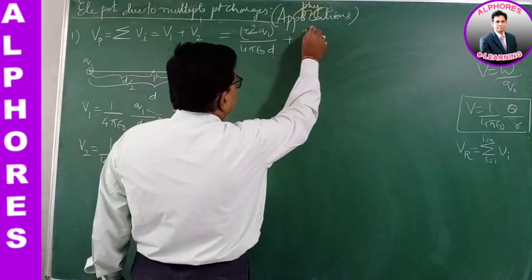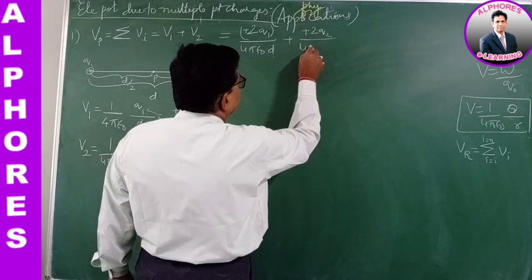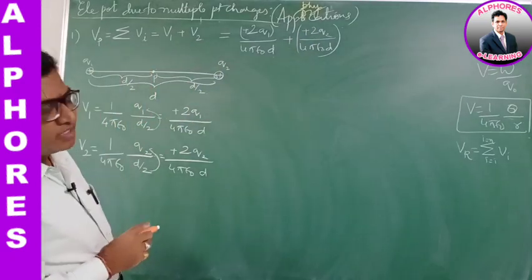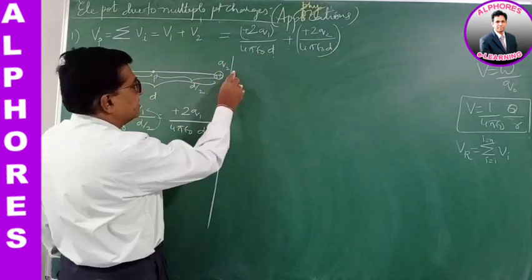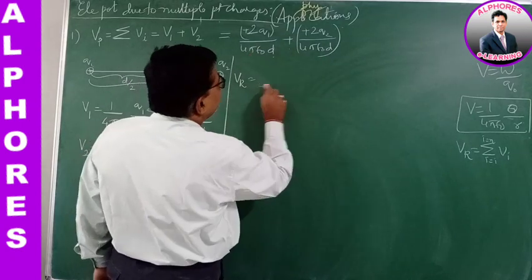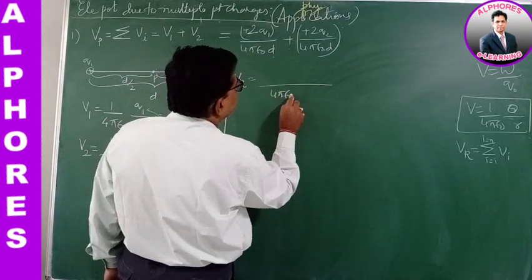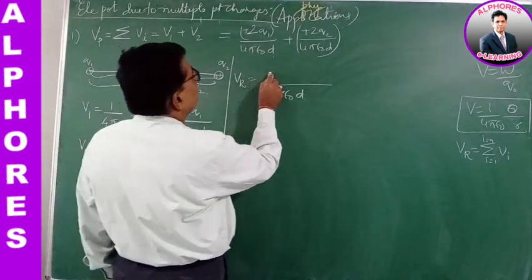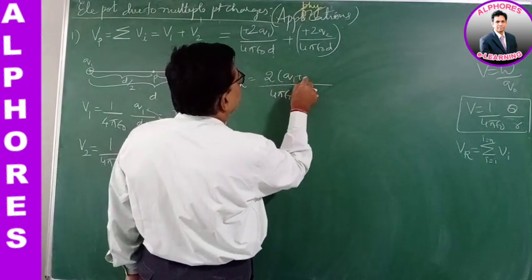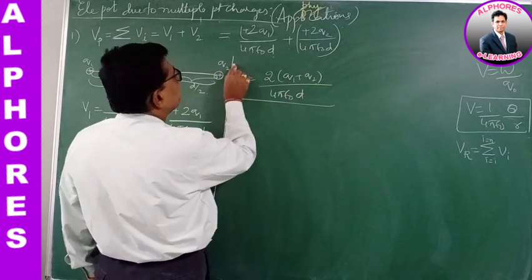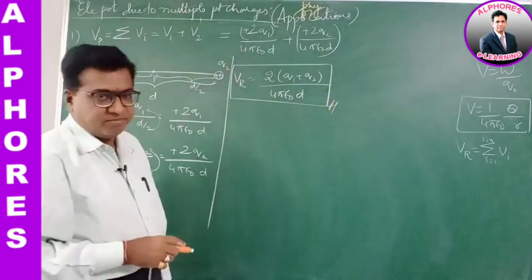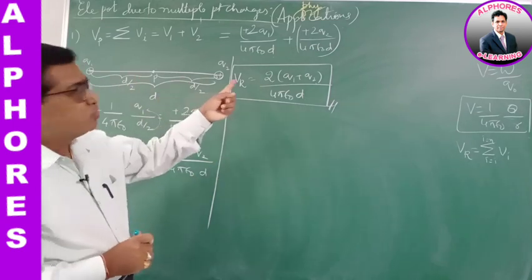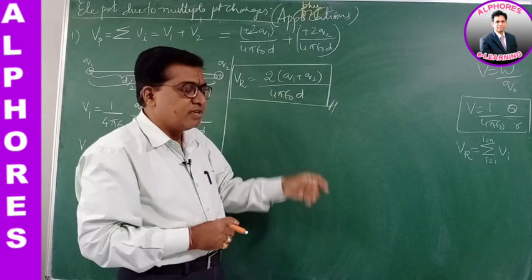V2 is 2Q2 by 4 pi epsilon naught d. Therefore, the resultant potential is, taking the common things, 4 pi epsilon naught d is common, 2 is also common. So it's 2(Q1 plus Q2) by 4 pi epsilon naught d. This is the answer for the potential, the resultant potential due to these two charges at the midpoint.